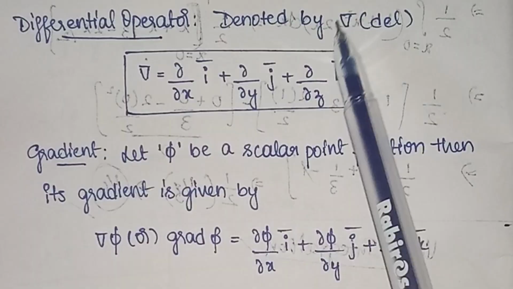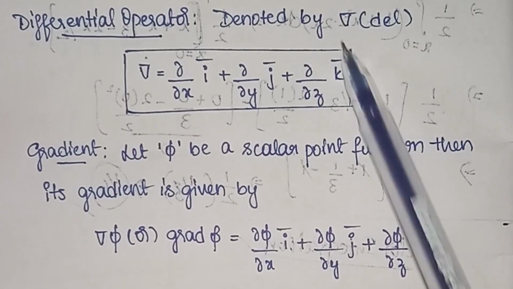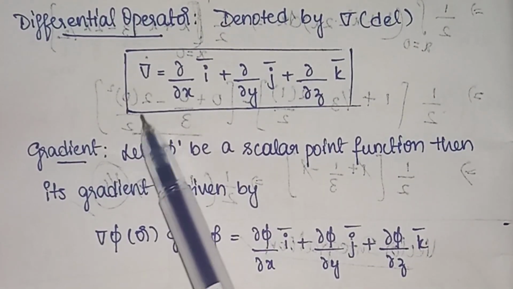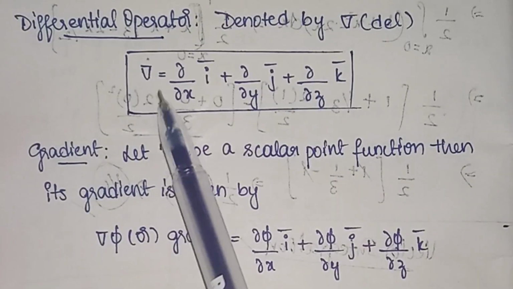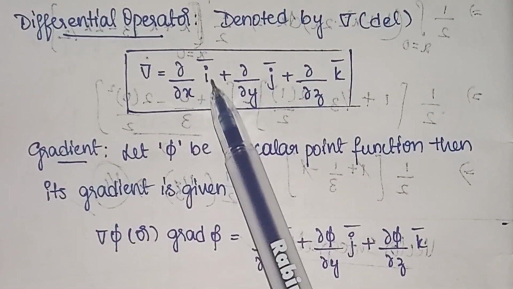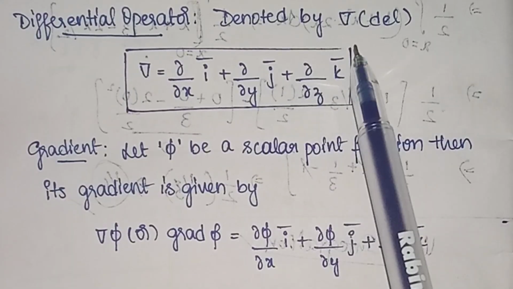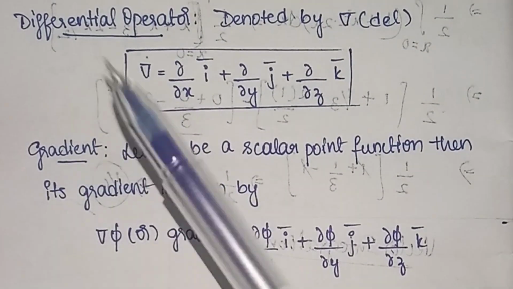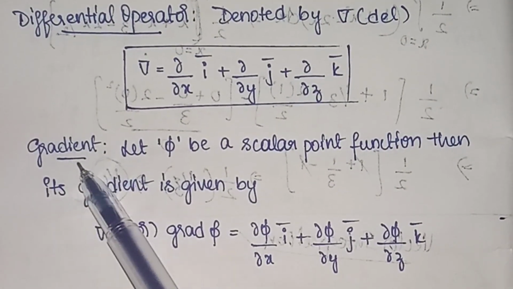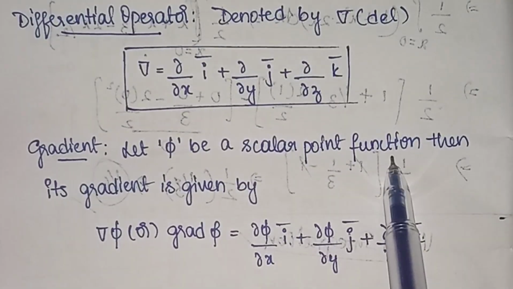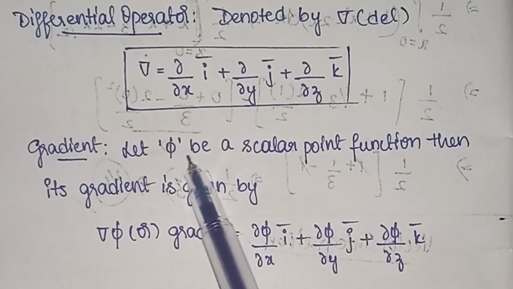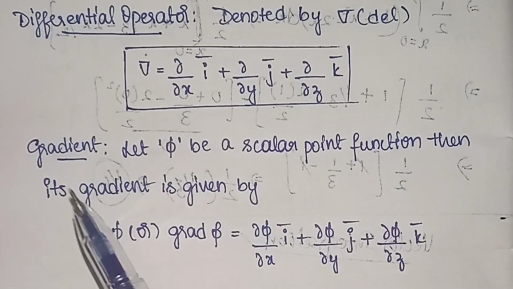The differential operator is denoted by the del symbol, and the formula for that differential operator is del is equal to dou by dou x into I bar plus dou by dou y into J bar plus dou by dou z into K bar. And what is gradient? Here gradient is for a scalar point function, which means this phi is a scalar point function, then we'll be using our gradient.